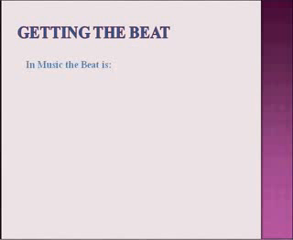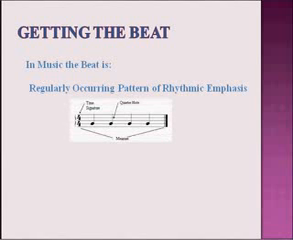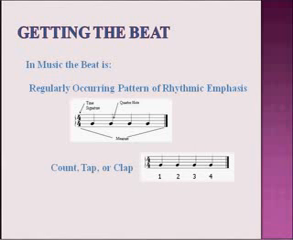When we talk about getting the beat, this is really a regularly occurring pattern of rhythmic emphasis. In other words, in the waltz pattern, we would get used to that 1, 2, 3, 1, 2, 3. In rock and roll, it's a 1, 2, 3, 4, 1, 2, 3, 4. And you can clap those out and tap those out in different patterns. You do it all the time when you listen to music.